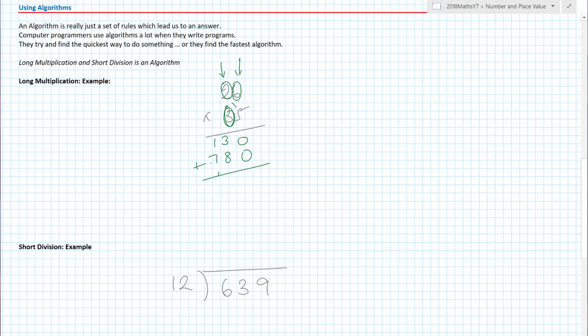And then for some random reason, because we're following a recipe, we add these together. 0 and 8, 9, 10, 11, 7, 8, 9. So I now know that 26 times 35 is actually 910. Whoa, hard. There are other ways of doing this.